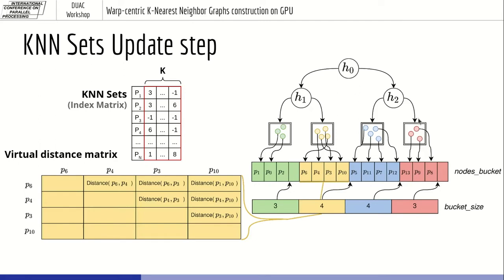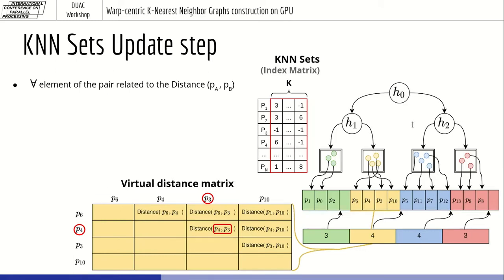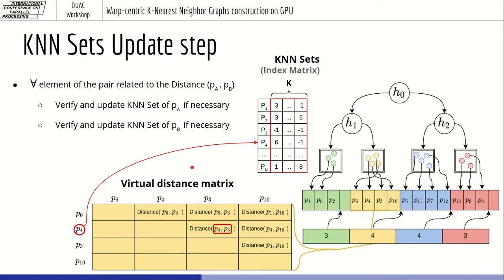The KNN sets update step will compute the pairwise distance for all points inside each leaf. This distance can be represented in a virtual matrix. Only elements above the main diagonal are required. Each distance is related to a pair of points. After the computation of a distance, the neighborhood of the first element in the pair is updated. Then, we use the distance to update the other neighborhood.